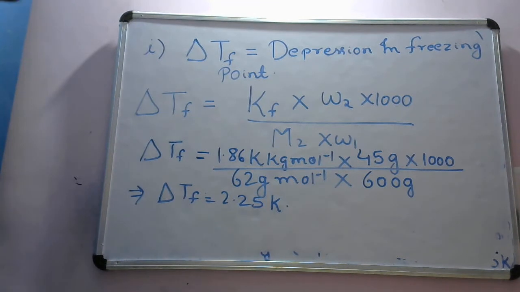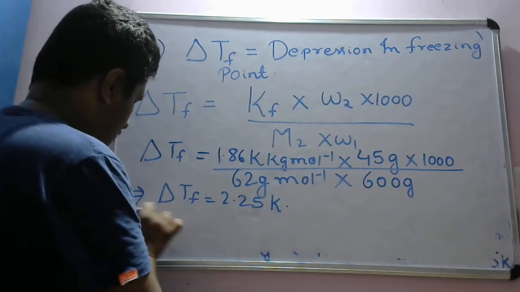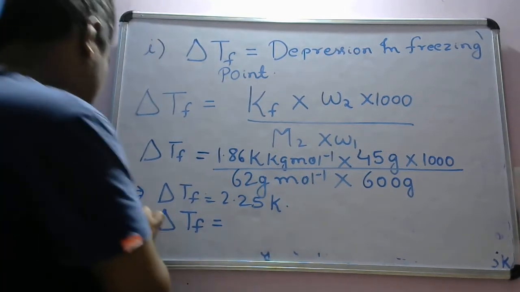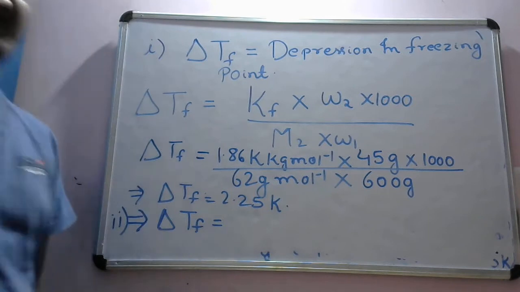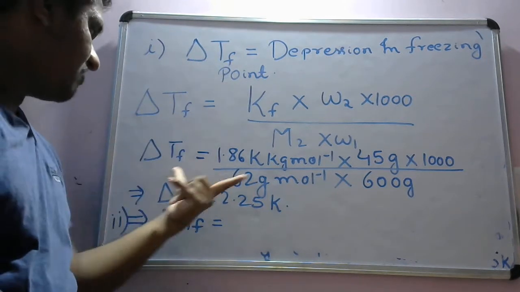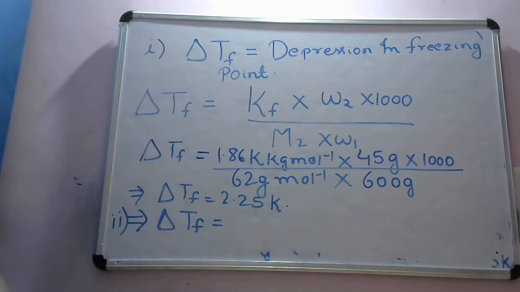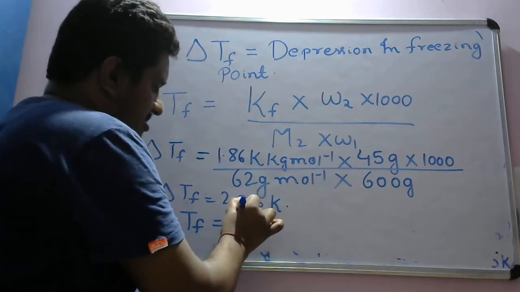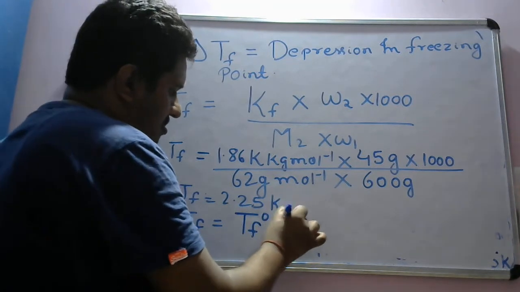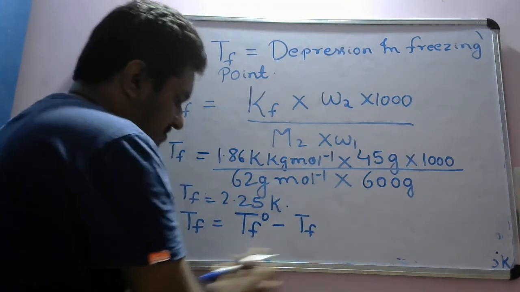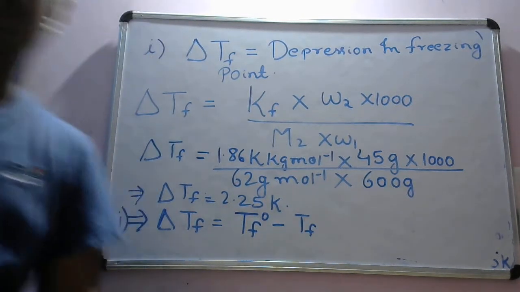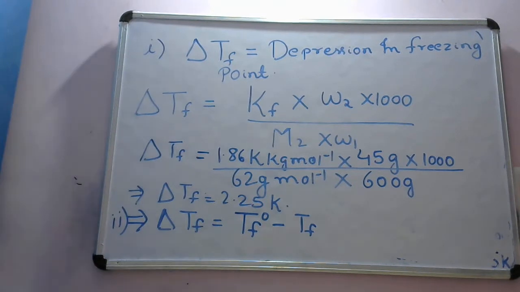We have to calculate freezing point of solution. We will come to the second part. Depression in freezing point: how much the freezing point has decreased? We applied the formula and got it. But there is a formula for that also, that is the difference, Tf naught minus Tf. Remember, the freezing point of solvent will always be greater than that of solution.